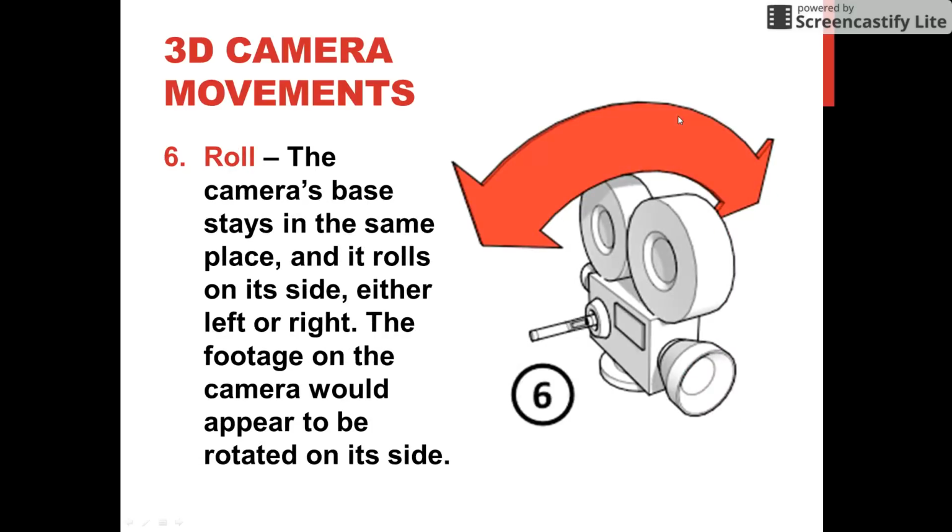And roll. This is where the camera's base stays in the same place and the camera rolls on its side, either to the left or the right. So for example, if you were pointing a camera at someone and you rolled the camera, the footage on the film would appear to be rotated on its side. So the camera would be pivoted here and it would roll over.